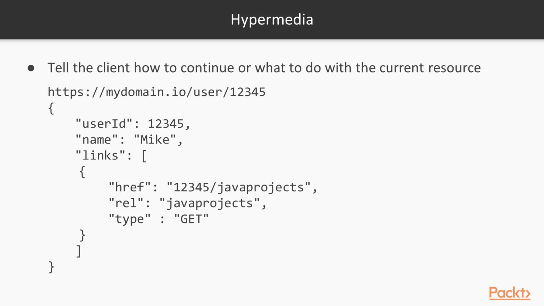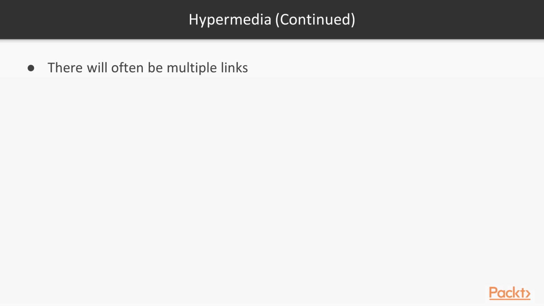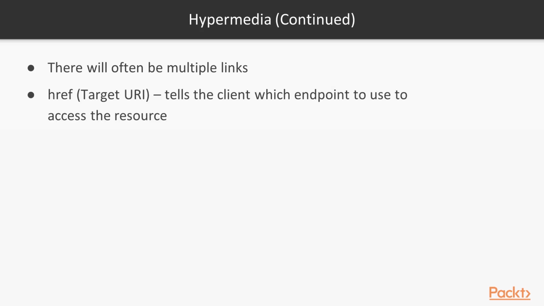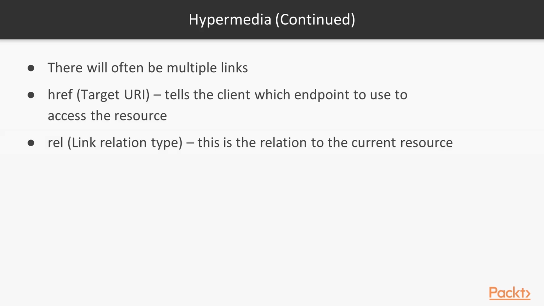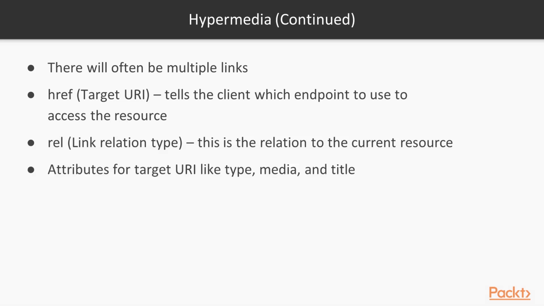And here we can see we have href, rel, and type. There will often be multiple links, and we could also see that it was actually represented by a list. Href, that is the target URI. It tells the client which endpoint to use to access the resource. The link relation type, this is the relation to the current resource. Attributes for target URI, like type, media, title, come after these two. And the type is which HTTP method should be used.